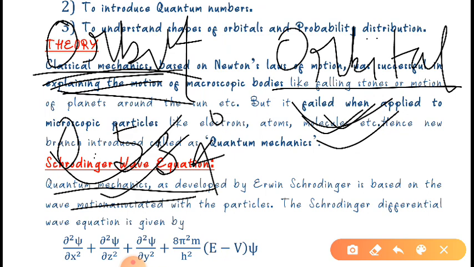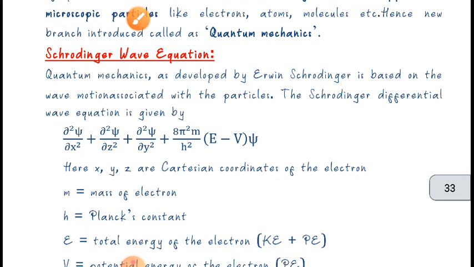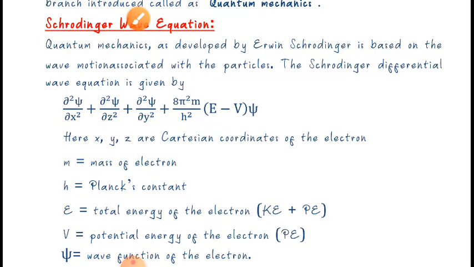Okay, so this was the basic difference between orbit and orbital. Now we will see the Schrodinger wave equation. Erwin Schrodinger, in 1926, gave his theory. So what was his theory?